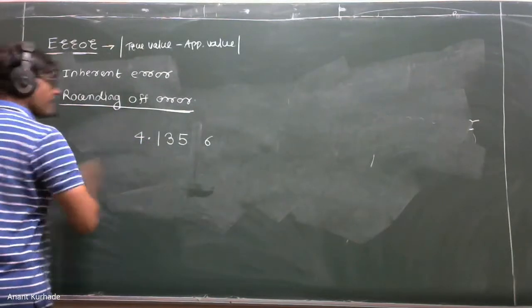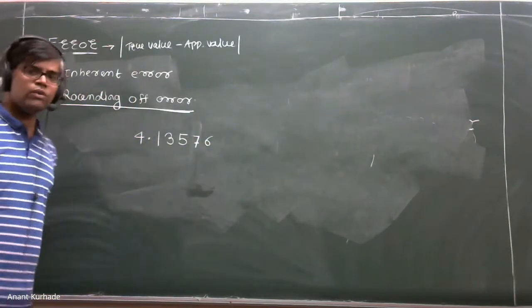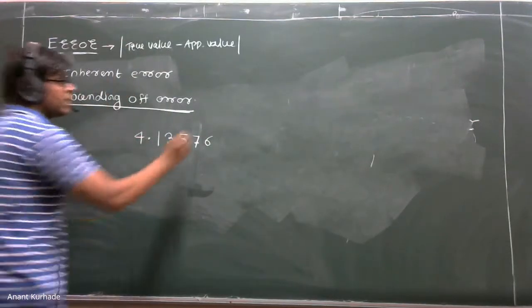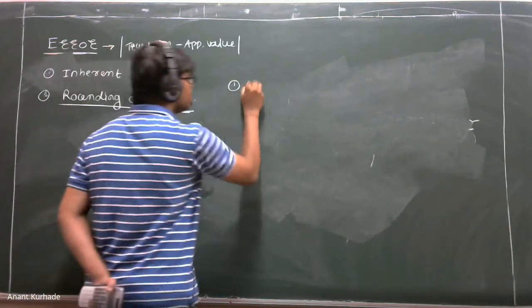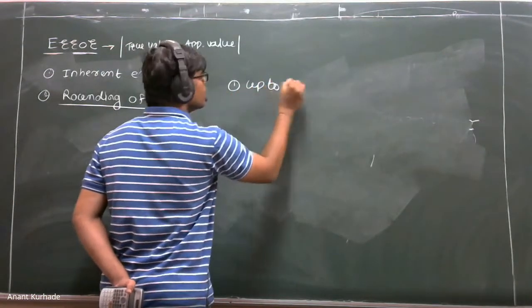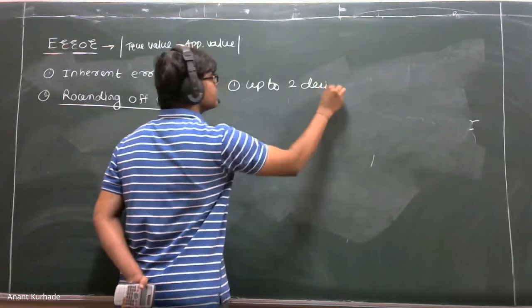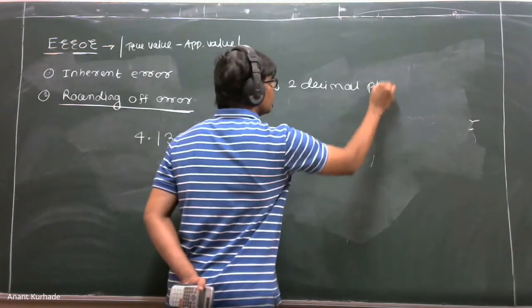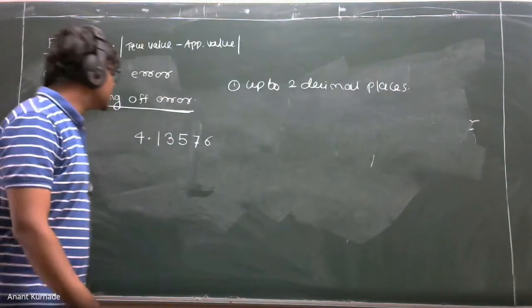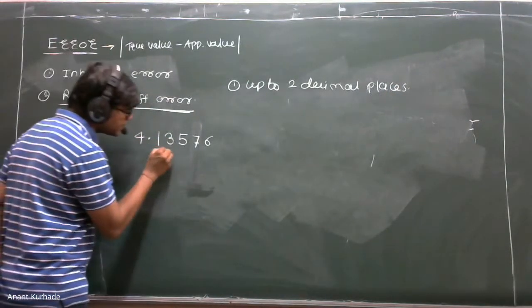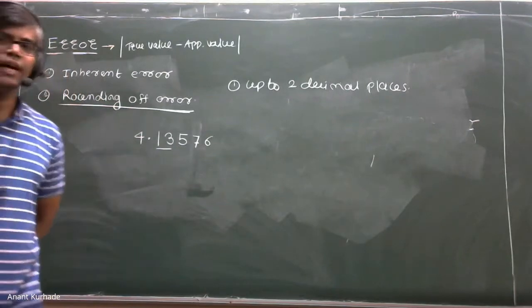Now the question: round up this number up to two decimal places. Now tell me what will be your answer up to two decimal places. Yes, 4.14.